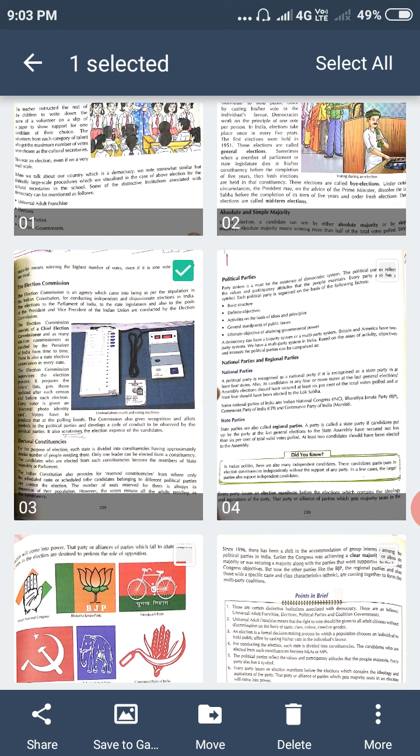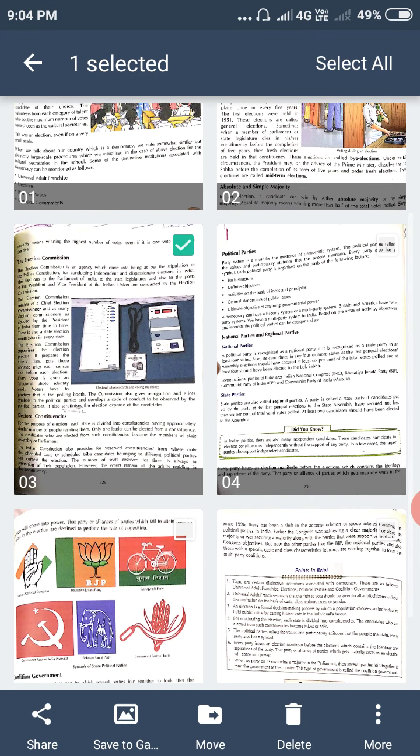The elections for parliament are held at the national level, that means for the whole country. And when the elections are held for a legislative assembly, or you call it Vidhan Sabha, they are held at the state level. So elections are held at two levels, national level and state level. For every state there is a state election commission which conducts the election in that particular state.